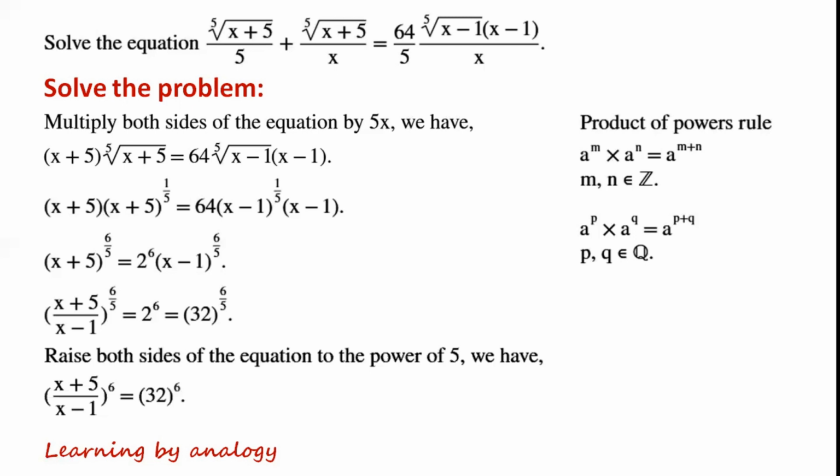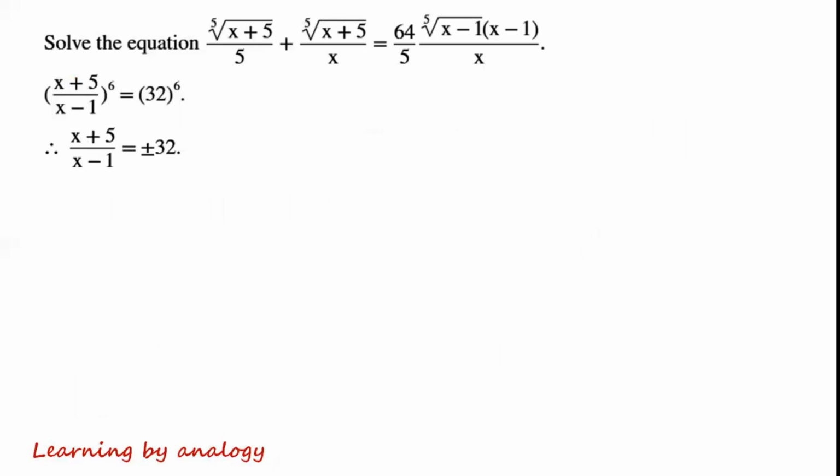Raise both sides of the equation to the power of 5. We have x plus 5 over x minus 1, all to the power of 6, equals 32 all to the power of 6. So x plus 5 over x minus 1 equals plus or minus 32, not just 32.